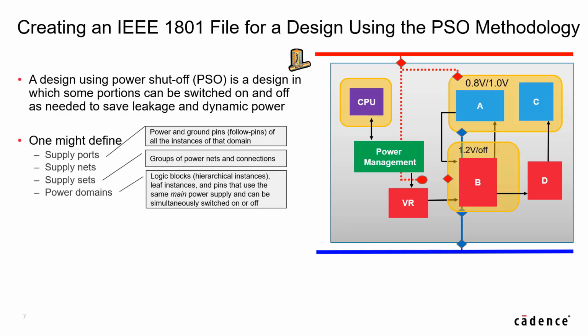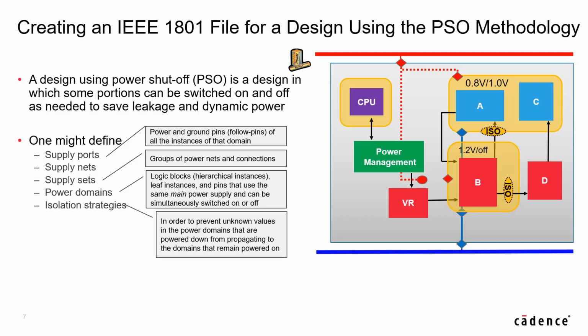At the end, you will define power domains, meaning you will enclose some logic blocks, hierarchical instances, leaf instances, and eventually pins all together, and you will define that they are supplied by a main power supply and eventually a related power one. That means that all these logic blocks can simultaneously switch on or off depending on the supplies you have. Of course, if you've got domain crossing elements, you may need to take care of isolation strategy. The isolation cells that you're going to infer at the end of the story will prevent unknown values from propagating from domains that are powered down to domains that are powered up.